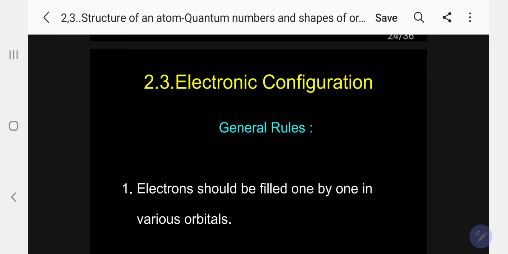Now coming to electronic configuration, this is the most important. How to fill up electrons in an atom. There are general rules. What are the general rules? Rule number 1. Kindly follow. Electrons will be filled one by one in various orbitals.